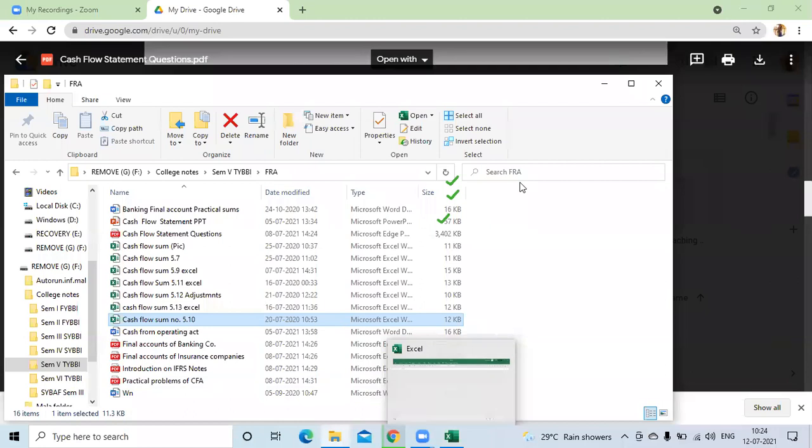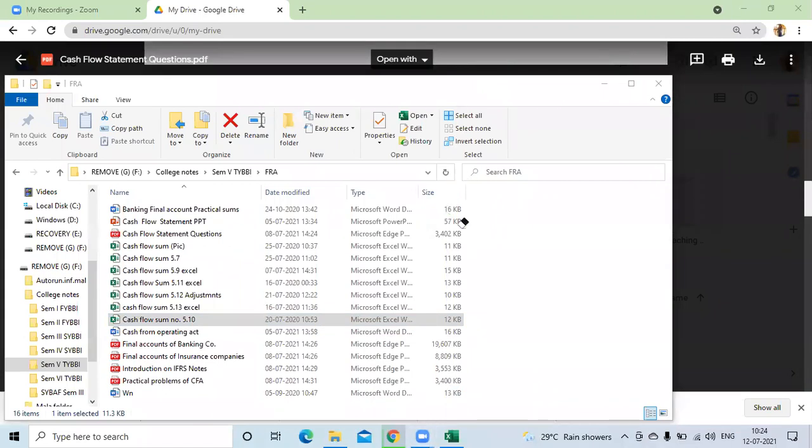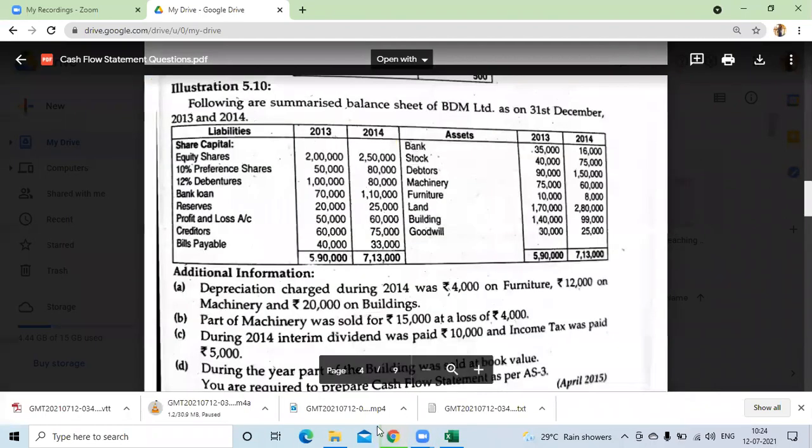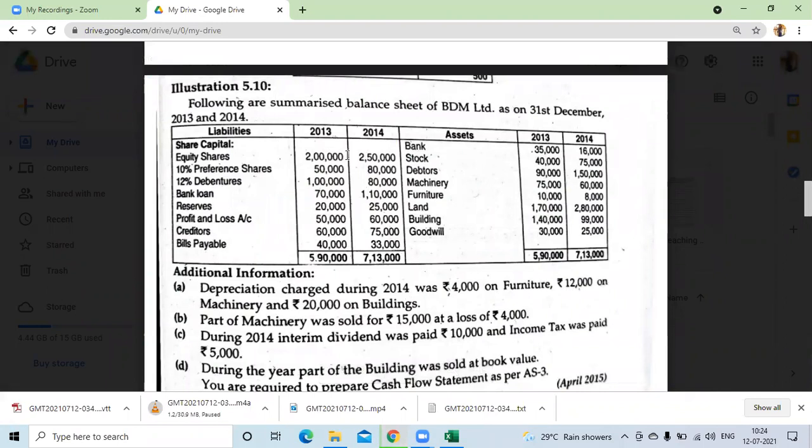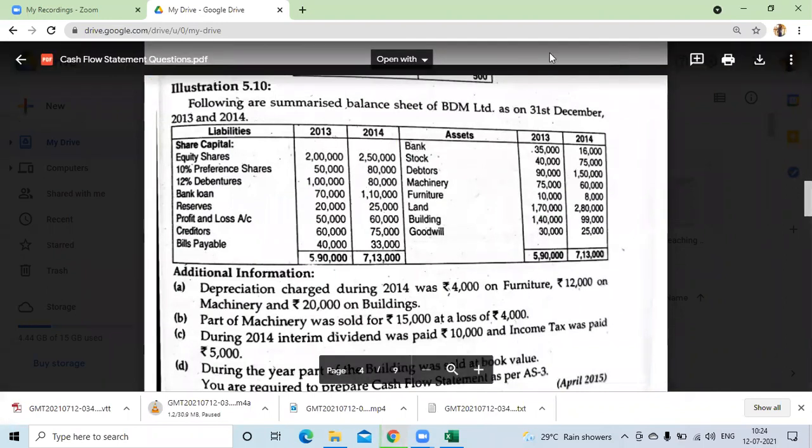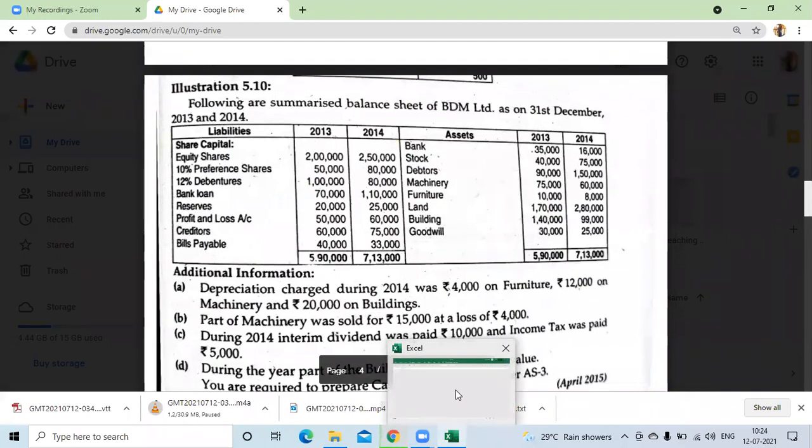First page, cash flow statement for the year ended (2013 and 14). If you want to see once again, 2013 and 14. Write down on the first line, cash from operating activity. Particulars, amount and amount.